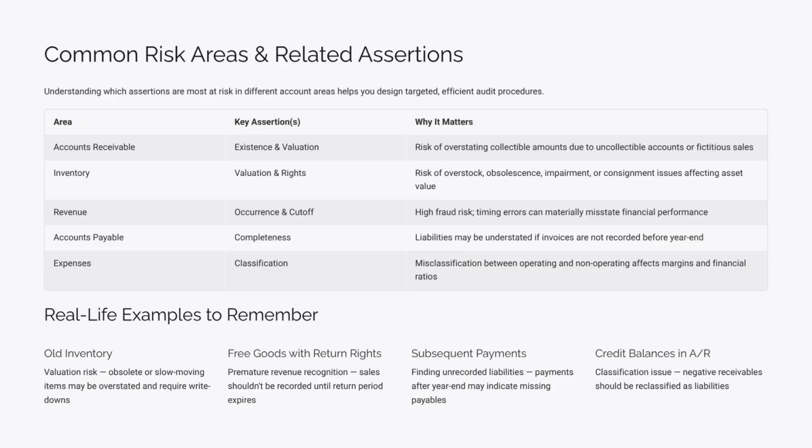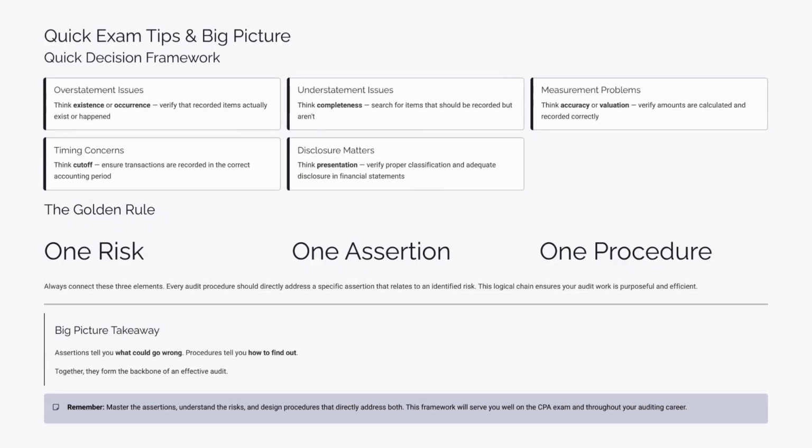7. Real-life examples to remember. Old inventory, valuation risk. Free goods with return rights, premature revenue. Subsequent payments, finding unrecorded liabilities. Credit balances in AR, classification issue. 8. Quick exam tips.